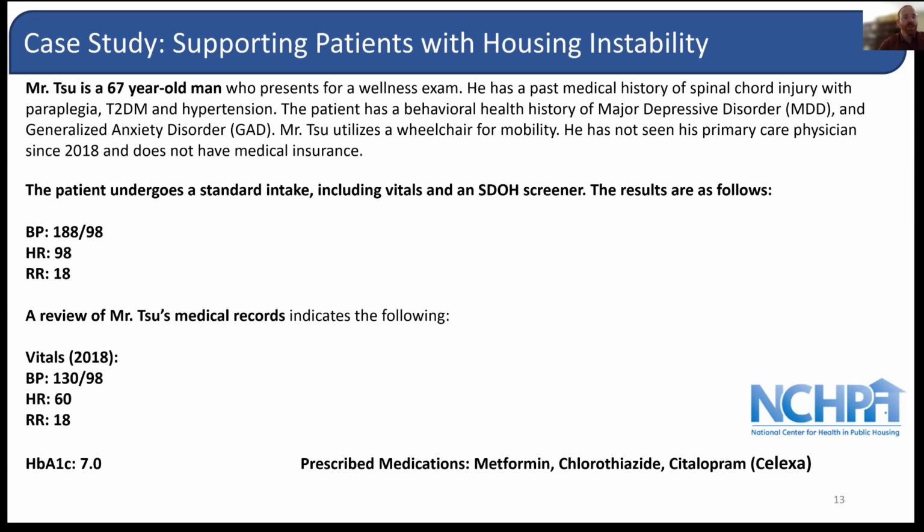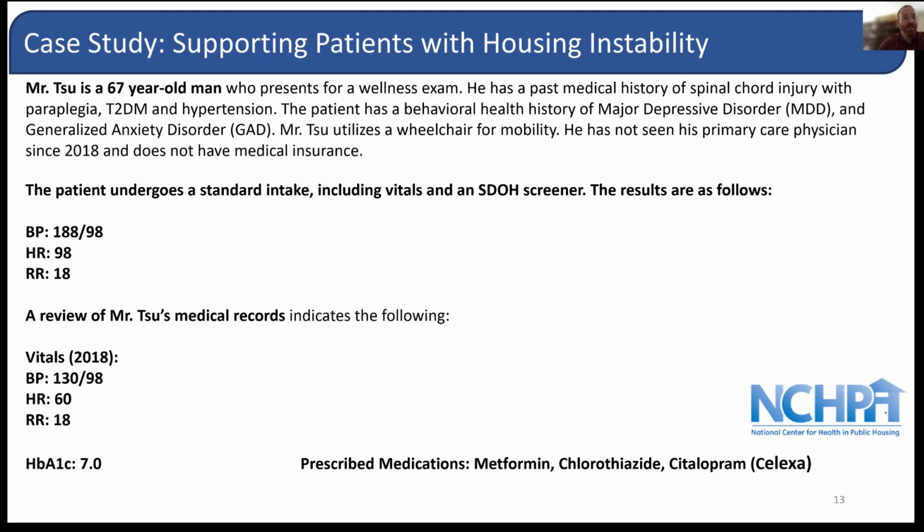The patient undergoes a standard intake, including vitals and an SDOH screener. The results are as follows. We see the patient is hypertensive with a blood pressure of 188 over 98, very close to a hypertensive urgency. Heart rate of 98, respirations of 18.